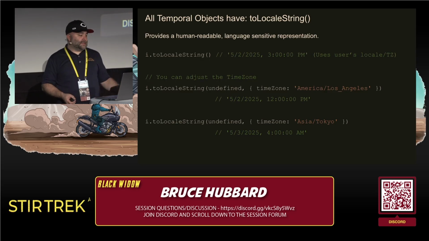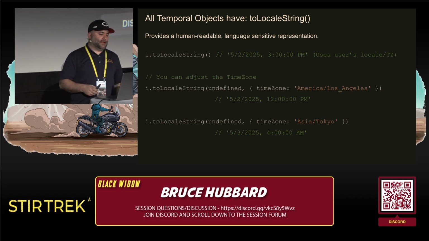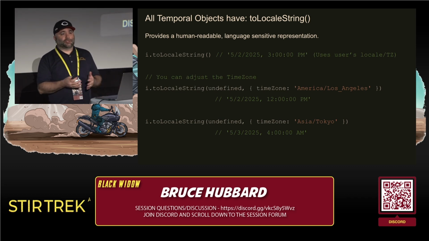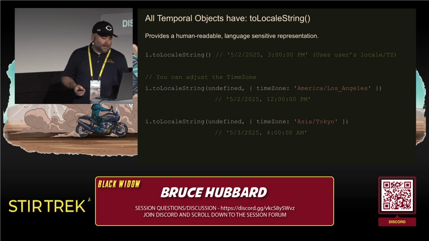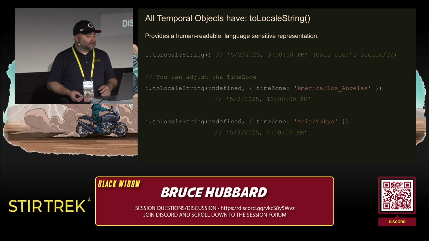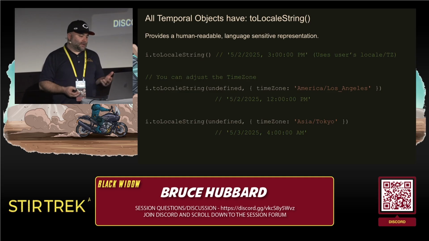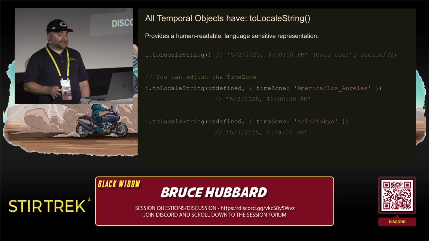All 7 types have a toLocaleString, which will give you back a nice readable version of the value. With this one, I have an instant here which represents today at 3 o'clock, which is when this talk started. So if you call toLocaleString, you get 5/2/2025, 3 p.m. It takes a second parameter. We're going to ignore that first parameter for now. We'll get back to it.